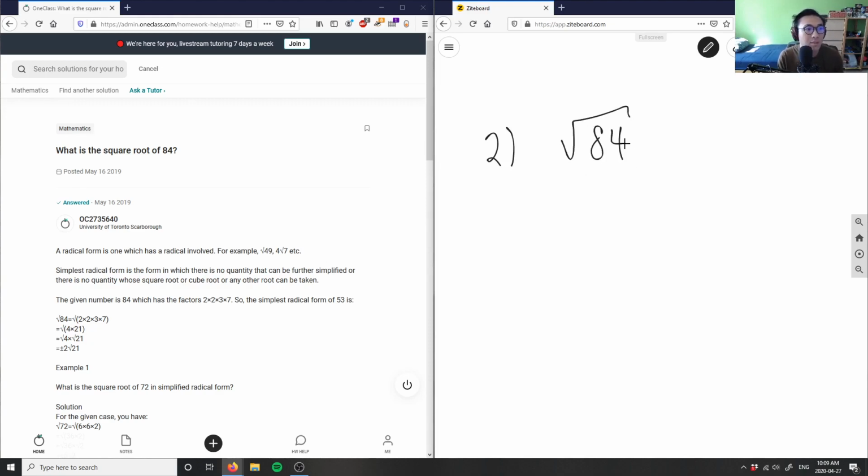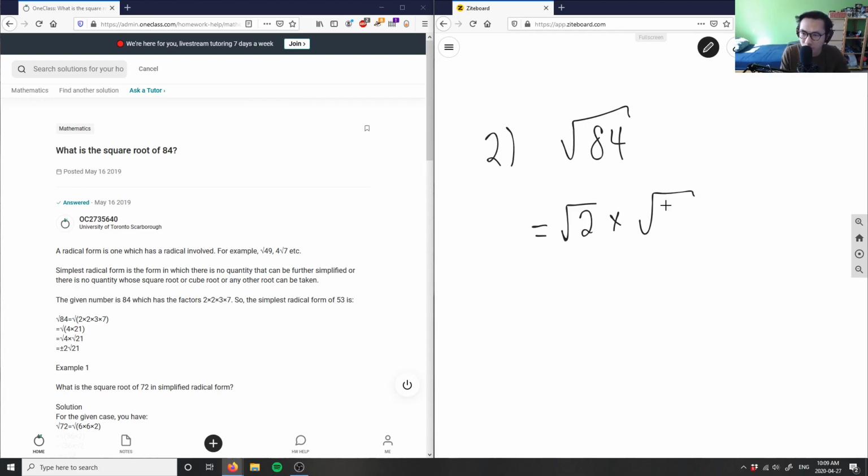So in order for me to simplify this again, I can simply divide this number by its prime factorization, right? So what I can do is see which number divides into 84. If I have an even number, which is 84, I would probably take out 2 first, right? So let me take out 2 first. So I have root 2 times, and then I would divide root 84 by root 2, which would equal root of 42.